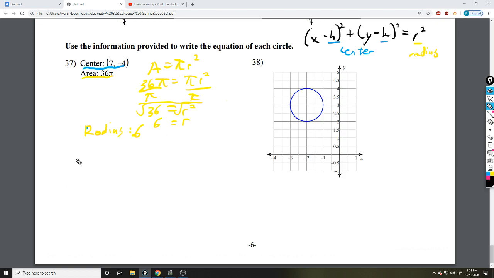Let's write that out. X minus your x coordinate squared plus y minus your y coordinate squared equals the radius squared. This is the part that stays the same structure every time. Now let's plug in our center and radius. X minus our x coordinate is 7. We have y minus our y coordinate is -4 squared equals our radius squared. Our radius we just found was 6.